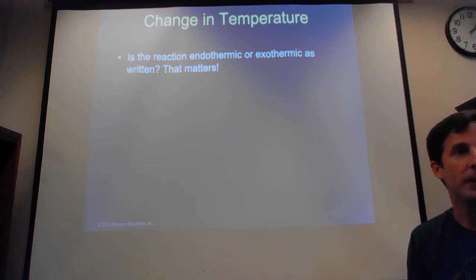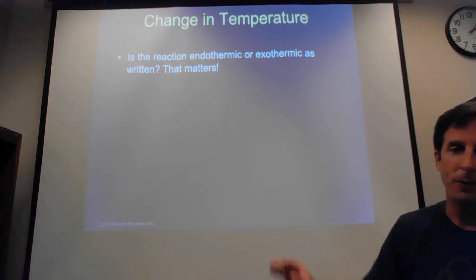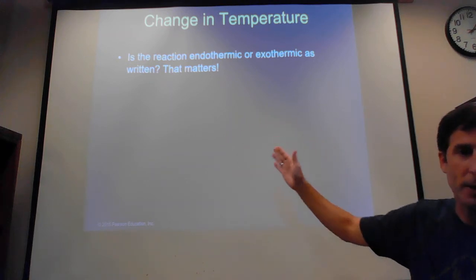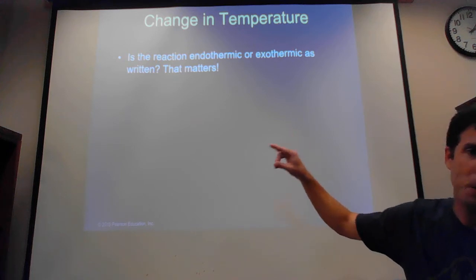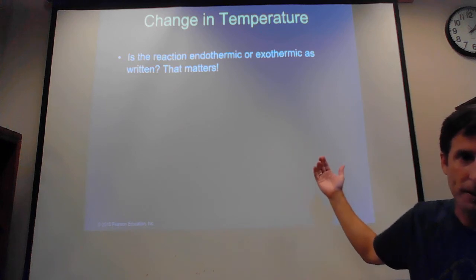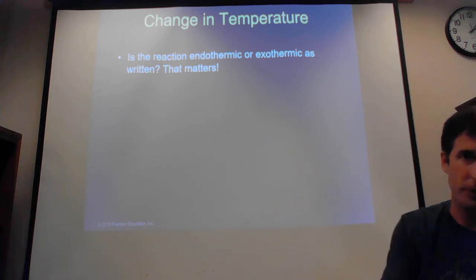Now, temperature. Again, when we write an equilibrium reaction, we have the reactants on the left and the products on the right, but really we know the reaction can go either way. So you have to make sure you write the reaction as it's supposed to be written. If it's written one way where it's exothermic, if you turn it around, it's going to be endothermic. So make sure you write it correctly.